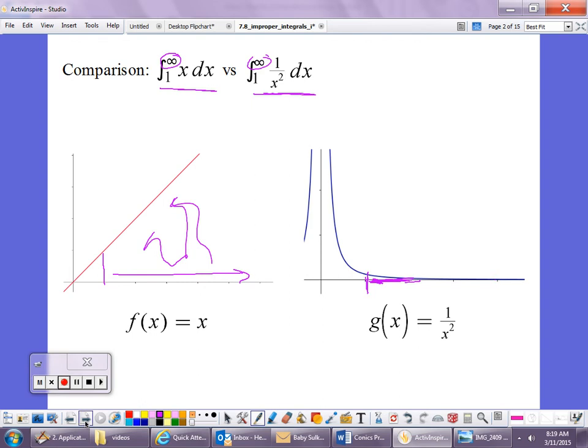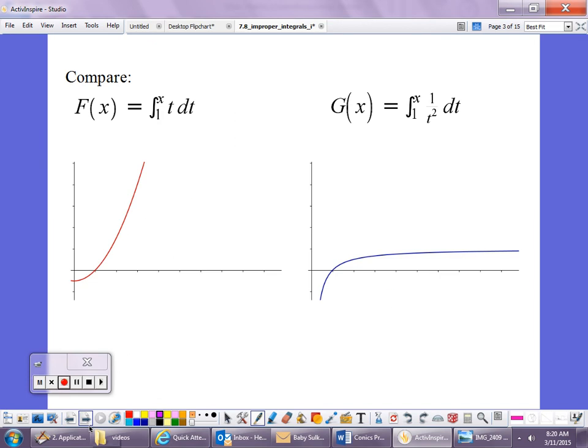Another way to get your head around this, and this might be confusing, so if it confuses you, just pretend it didn't happen. We could actually graph the value of the integral as x gets bigger. So say, take the integral of, we'll call this function big F of x, the integral from 1 to x of t dt. So we're taking that same function, the linear y equals x function, but now what this graph is going to show us is the value of the integral from 1 to some value of x.